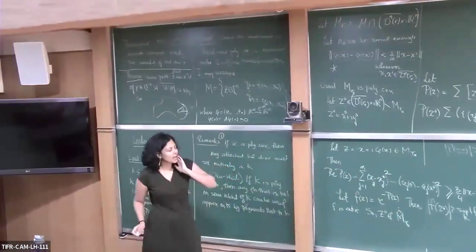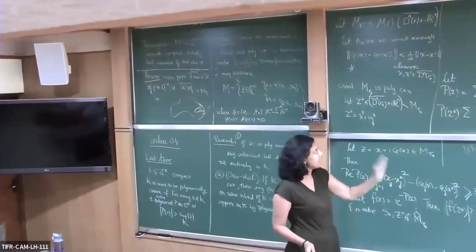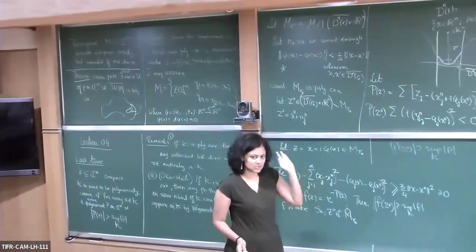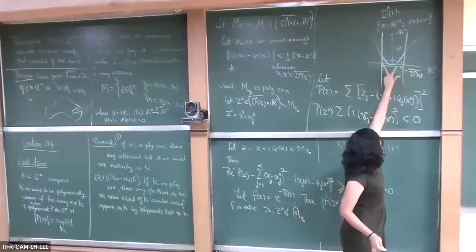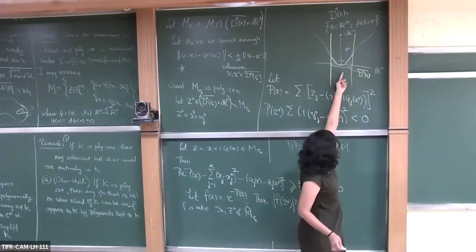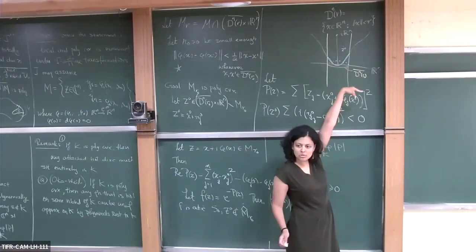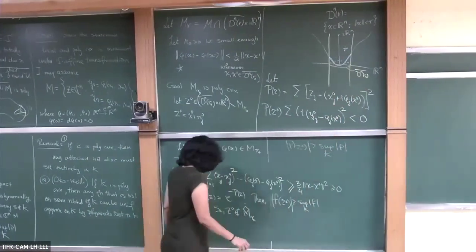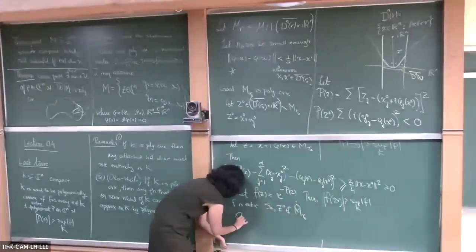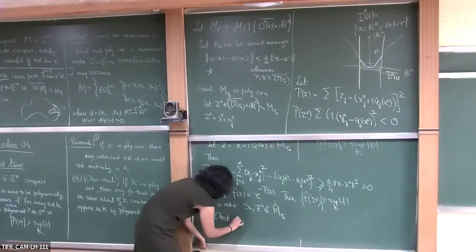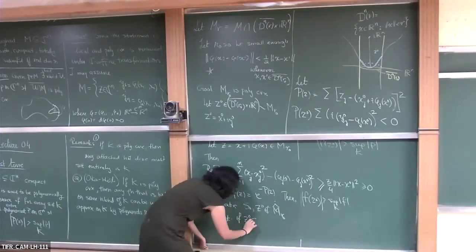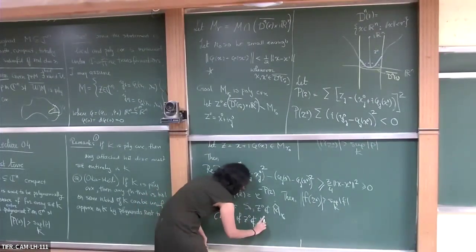We are not quite done because I really need to check that any point which is not in this set is not in the hull. I took my z naught to be from this tube. If I take z naught to be outside this tube, I still need to check something, but I leave that as an exercise. So check if z naught is not from this tube.